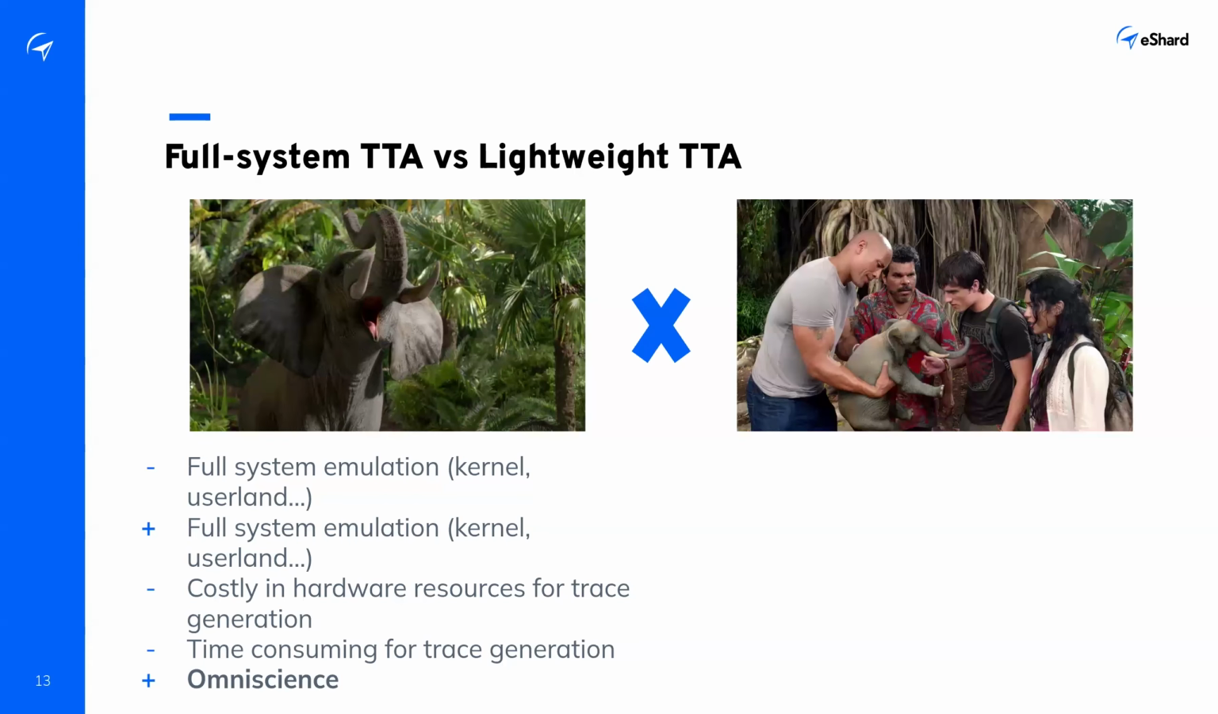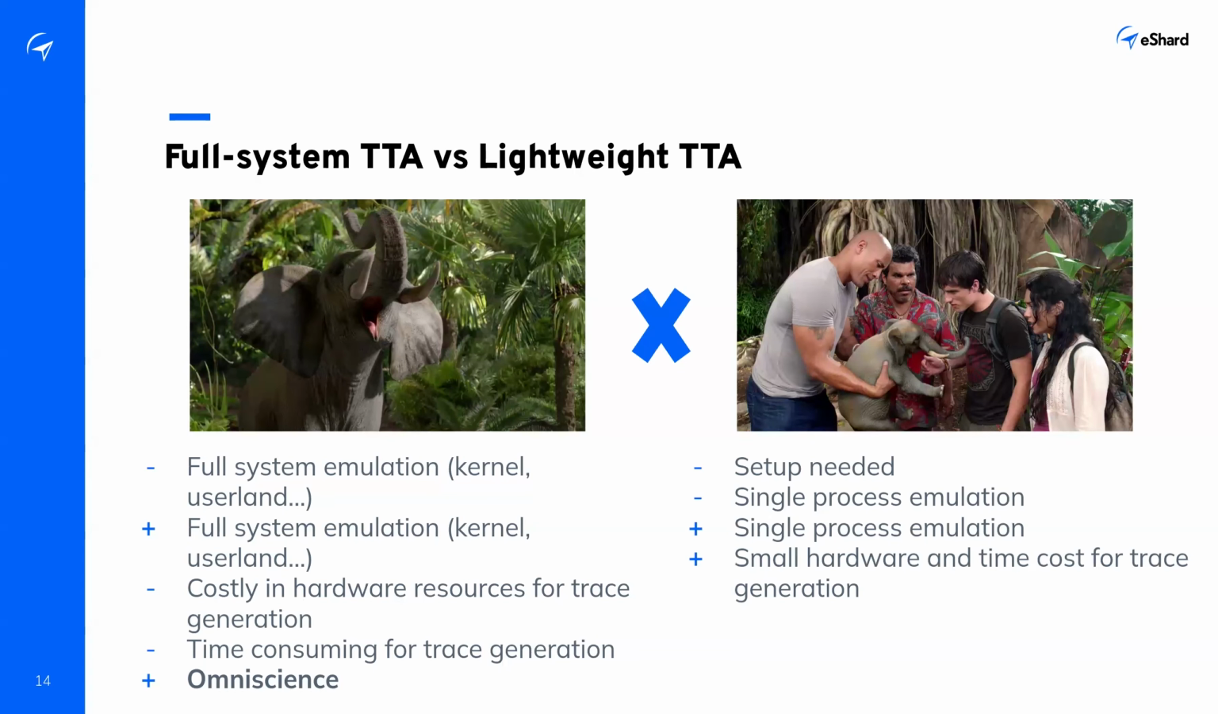And for the lightweight counterpart, you have a bit more setup needed. It's not out of the box, but you can do single process emulation, which is both an advantage and a disadvantage, similar to a full system emulation. However, it's quite fast because you trace way less code. It's just a matter of choice. For those who already work with our full system time travel analysis, it will seem extremely fast. However, you do not have the same level of detail. It really depends on your needs. Sometimes you do not need that much detail.